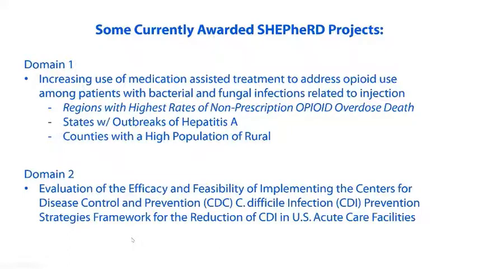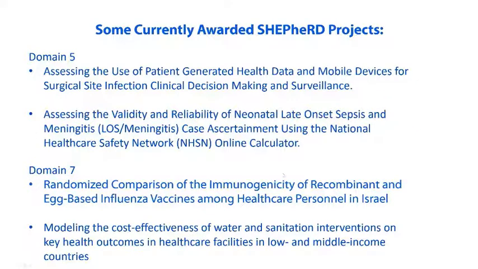In domain 2, we currently fund an evaluation of the C. diff prevention framework in acute care facilities. In domain 5, we've had a number of projects across the agency, some of which are for patient-generated health data and mobile services, and also in validating certain sepsis and meningitis case definitions for NHSN. In domain 7, which is our international domain, we have projects from across the agency, one of which is a vaccine comparison project in Israel, and another about WASH sanitation interventions.